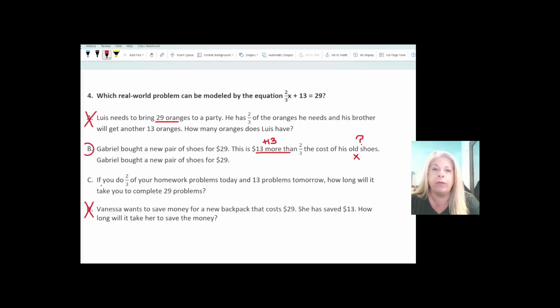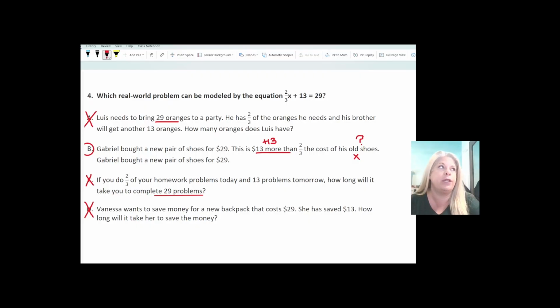Now, letter C, of course, we want to make sure. If you do 2/3 of your homework problems today and 13 problems tomorrow, how long will it take you to complete 29 problems? So again, thinking about, do we have something that's unknown? 2/3 of your homework problems. Well, we know that you have 29 problems. So really this is 2/3 times 29, not 2/3 times x, something that's unknown. So letter C, while it does have all the numbers, does not make sense because there's no unknown, okay? 2/3 not times something that we don't know.